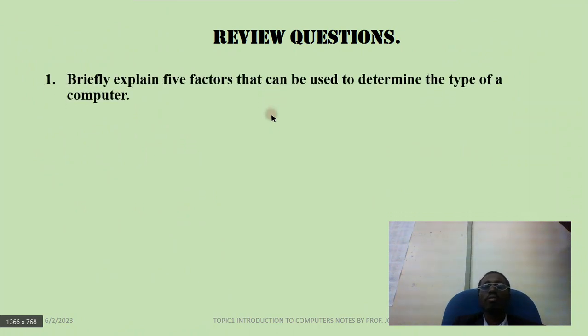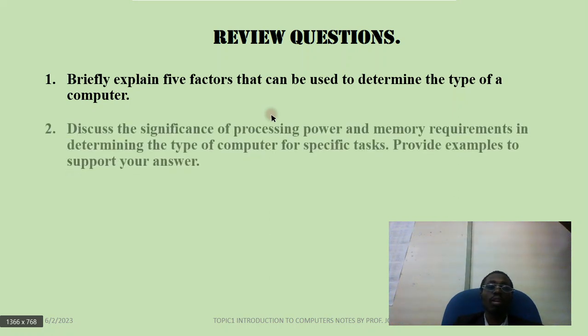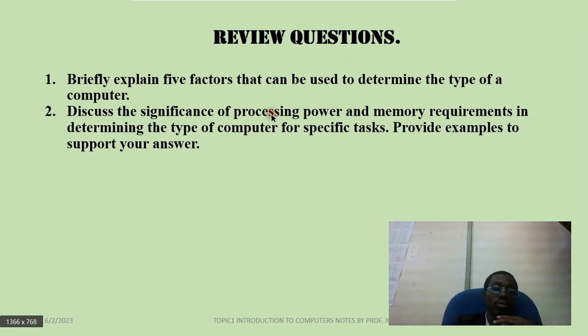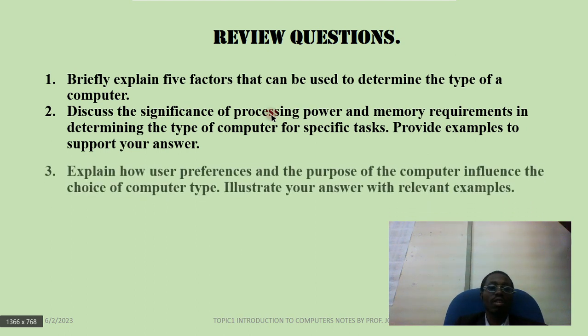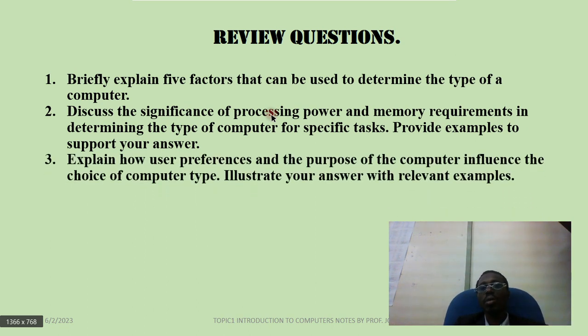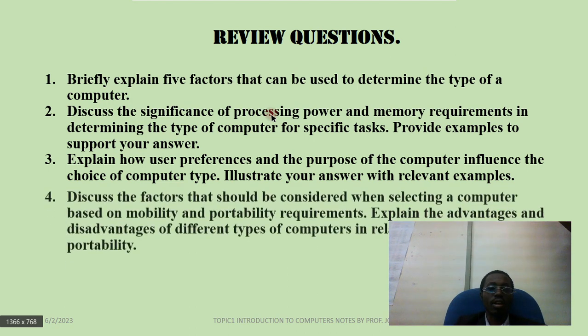Briefly explain five factors that can be used to determine the type of the computers, and those are the ones that we have stated there. Discuss the significance of processing power and memory requirements in determining the type of computer for specific tasks. Provide examples supporting your answer. This is the second question. Then we have: explain how user preferences and purposes of the computer influence the choice of the computer type. Illustrate your answer with relevant examples.